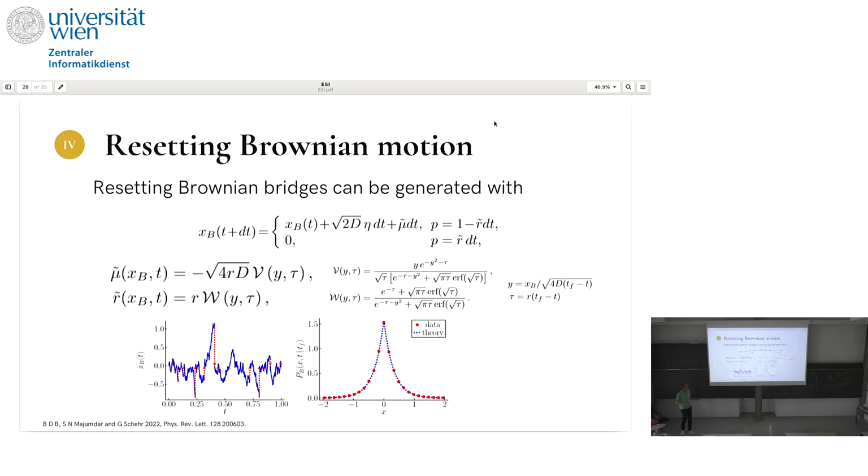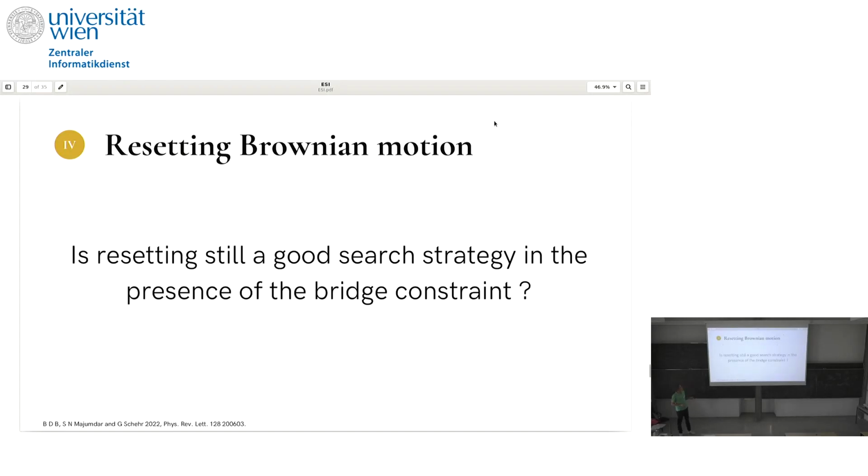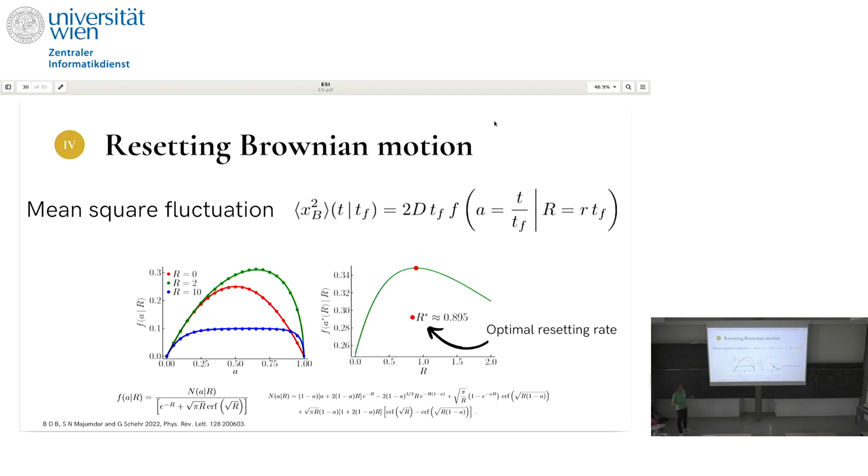And what we found is that indeed, the main question was, is resetting still a good search strategy in the presence of the bridge constraint? And what we found is yes, and this was quite surprising to us. And so let me show you how we highlighted this fact. So we computed a few search observables.